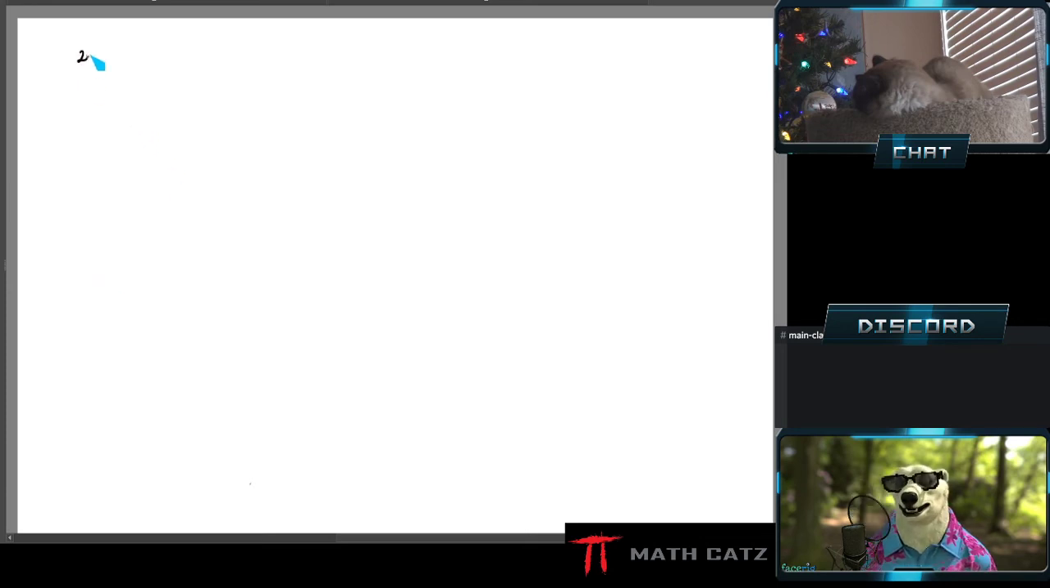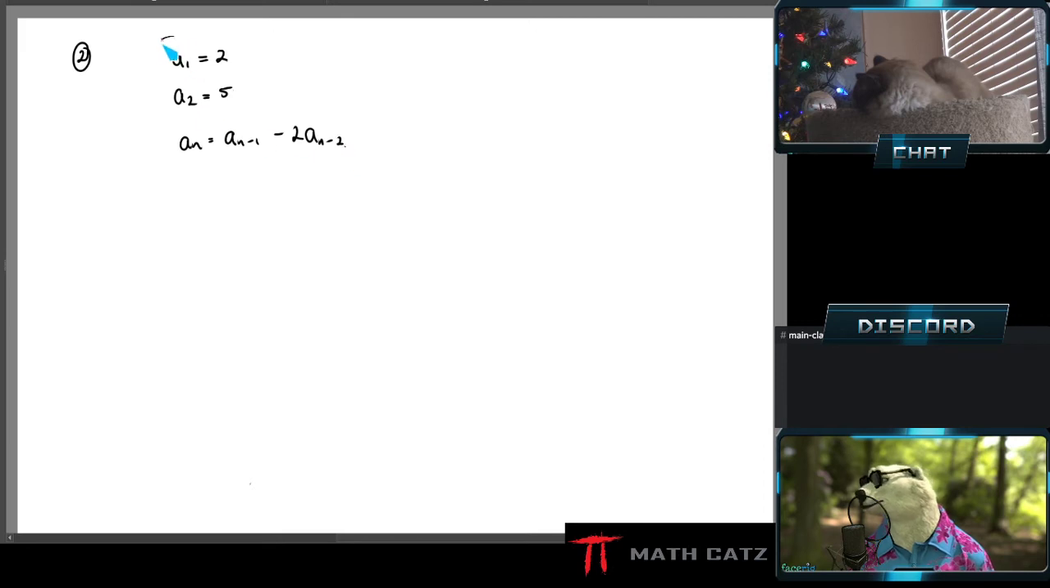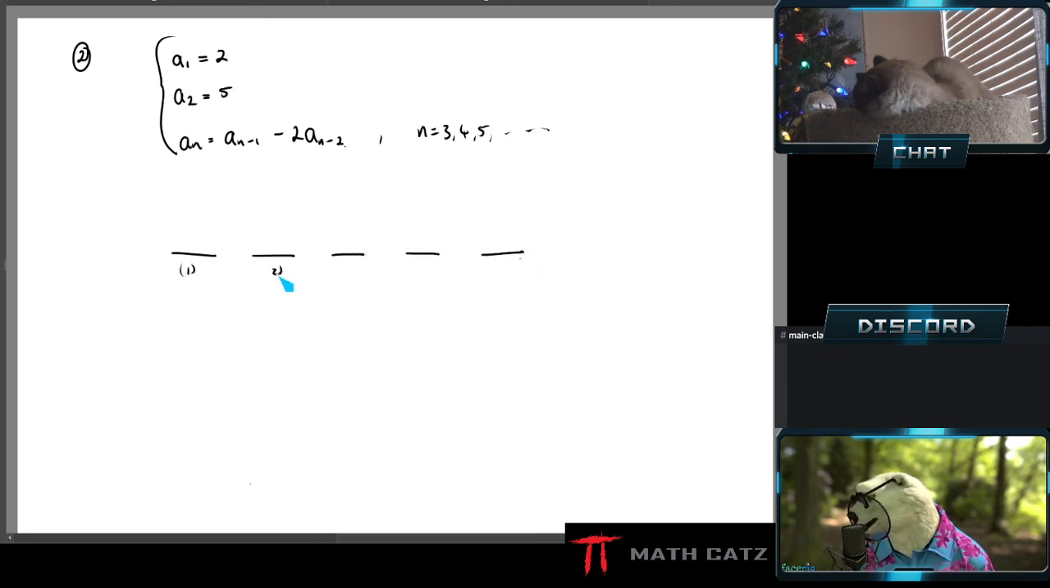All right, so this is number 2, where they tell me A1 is equal to 2, A2 is equal to 5, AN is equal to AN minus 1 minus 2AN minus 2. Ugh. And that applies for n equal to 3, 4, 5, and however many I want. I just want the first 5, according to the question. So I don't need to write the position values underneath. I choose to because it helps me.